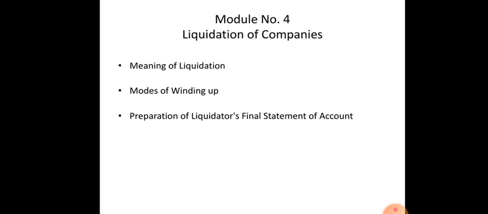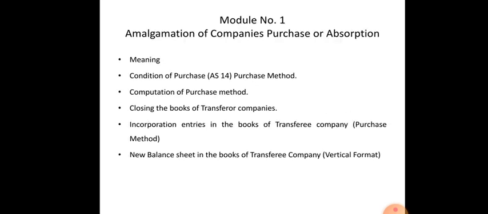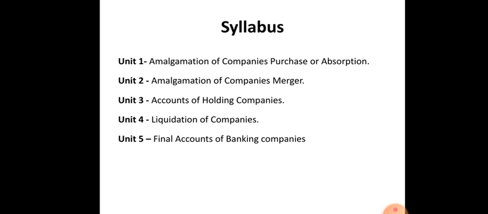Okay, so next, one more thing is there, which is the first 2 units. Unit number 1, amalgamation of companies in the nature of purchase, and unit number 2, amalgamation of companies in the nature of merger. Amalgamation is one concept, and there are 2 methods for this amalgamation. The first method is amalgamation in the nature of purchase and the second is amalgamation in the nature of merger. And both the chapters we will see at a time.